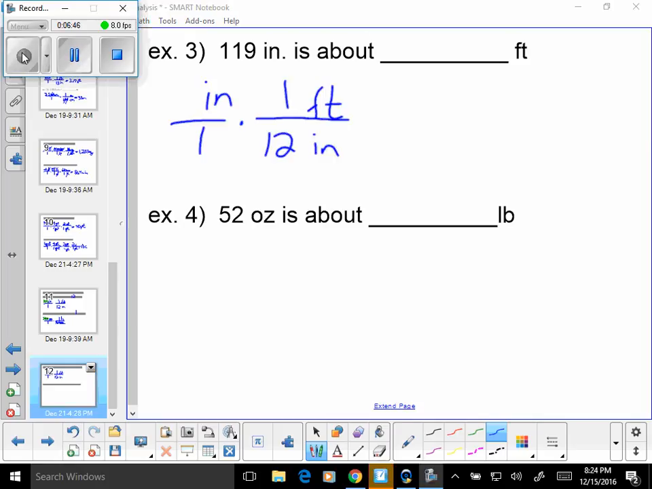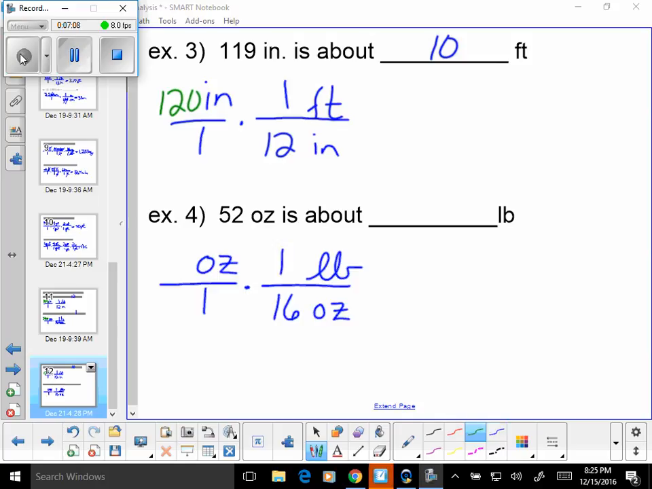All right. Again, I'm going to go with a number that's really close to a multiple of 12. That's really close to 119. That's going to be, I hope you're saying it, 120. And my answer is going to be approximately 10 feet. Again, hit pause and you try 4.